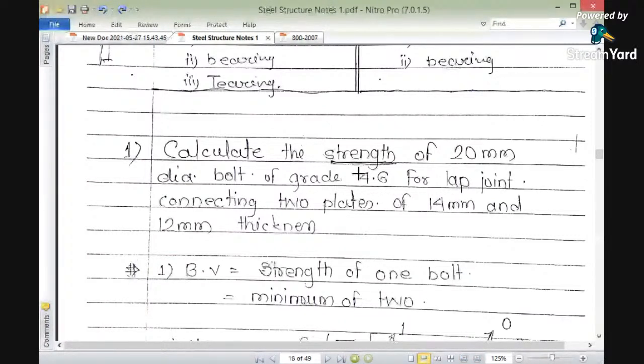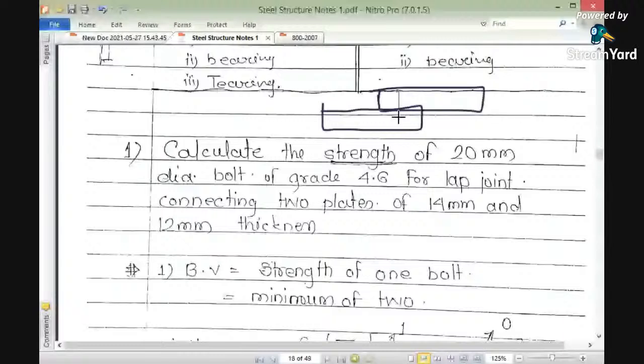So when this is one plate and this is another plate, these two plates are connected with the help of bolts.